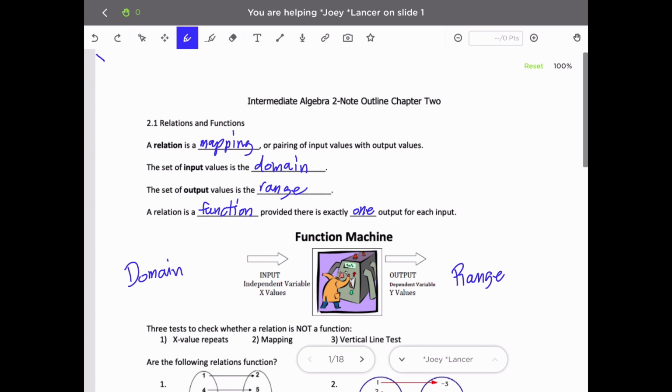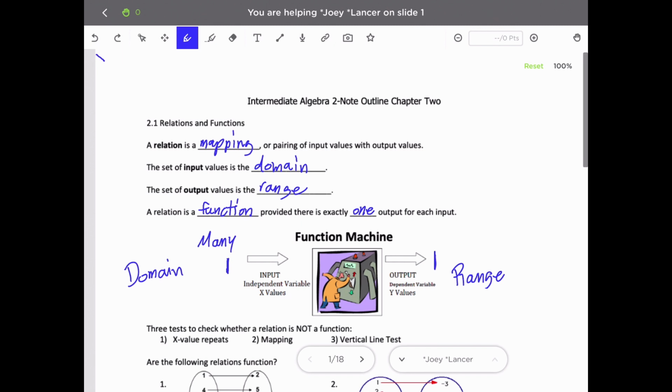Now you can have one input and get one output. You could also have a many-to-one relationship. So that means you can have many x values or many inputs, and they can have the same y value.